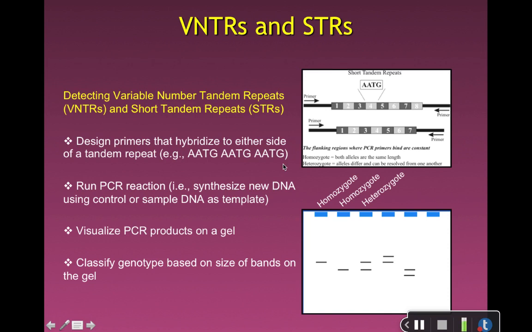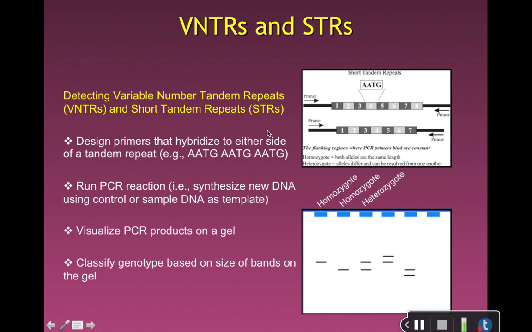Another marker that can be used are VNTRs and STRs, variable number of tandem repeats and short tandem repeats. So it turns out that regions of DNA can be repeated. Sometimes the regions are kind of long, maybe 100 base pairs. That's what we find in VNTRs. Or sometimes they're short, just a few bases, like CAT, CAT, CAT. And it turns out that the number of times that those sequences are repeated can vary among individuals.